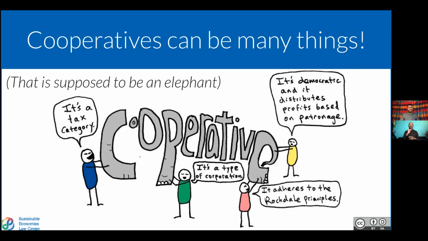And at the Law Center, we're very agnostic about whether one of these views is right or wrong. A lot of times the way that we operate is that we believe cooperatives are a set of principles that any organization, incorporated or not, can abide by. So, cooperative law.